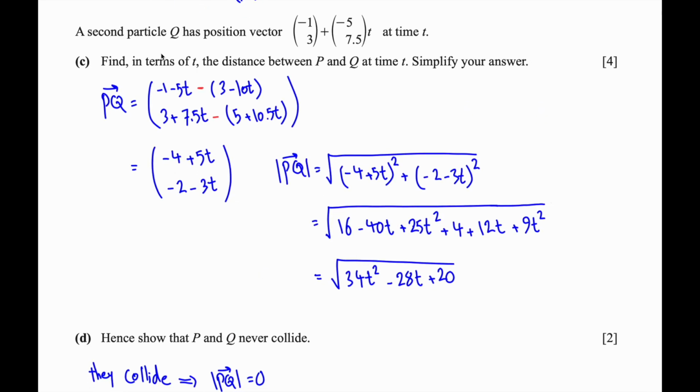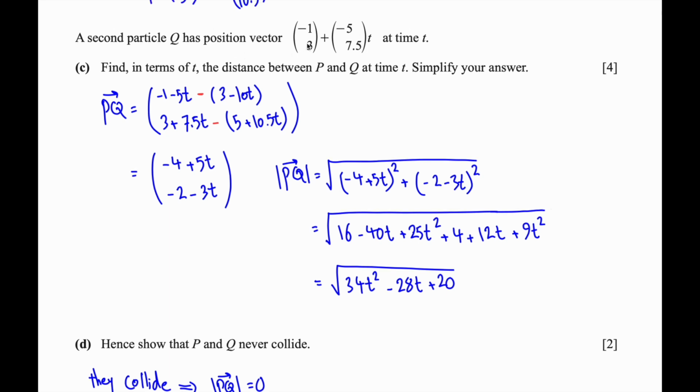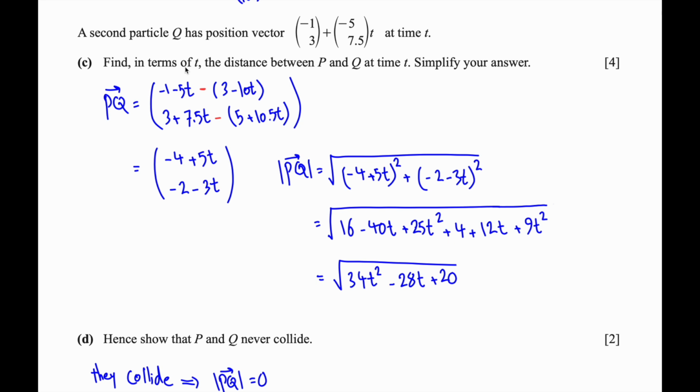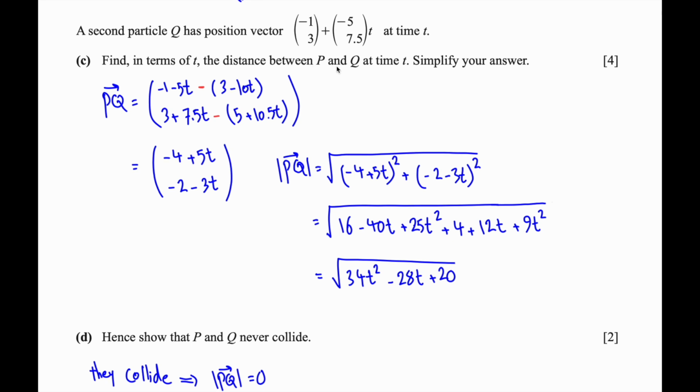And then I'm told that a second particle Q has position vector of this at time t. I have to find, in terms of t, the distance between P and Q at time t, and I have to simplify my answer. Well, it's a very simple question. If you want to find the distance between two vectors, you just have to find the difference between the corresponding components. So I'm just going to go ahead and find the vector PQ, which is nothing but Q minus P, and that's what I did here. So I get a vector PQ. However, distance is the magnitude of that vector.